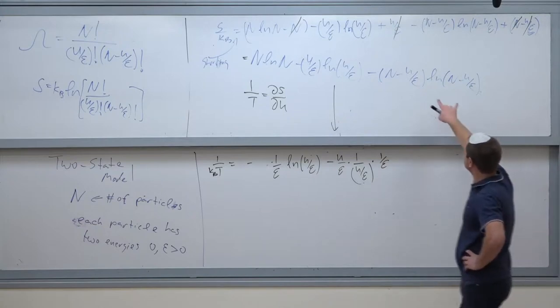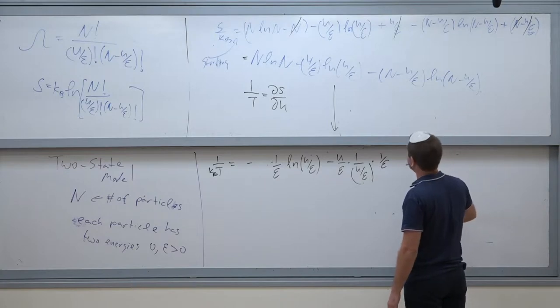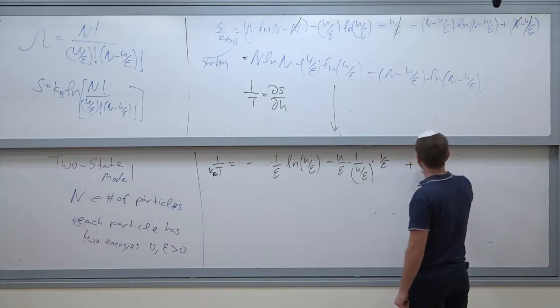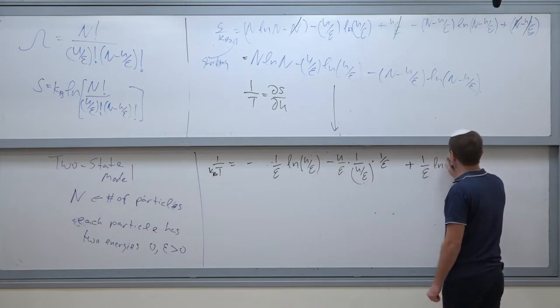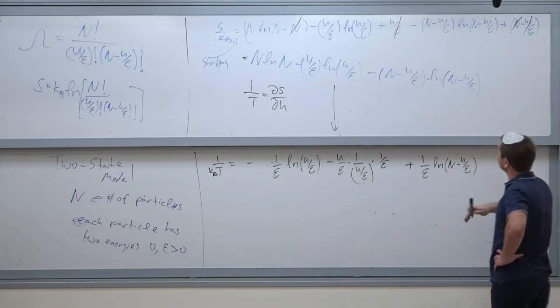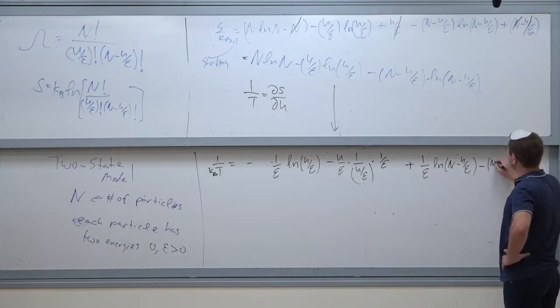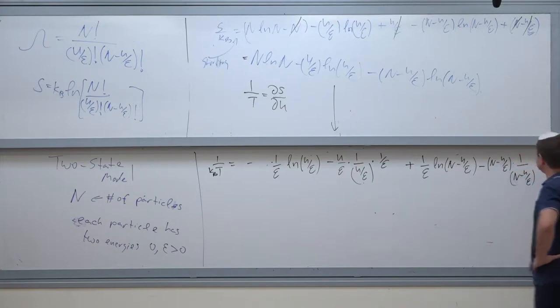Okay, now let's take the derivative of this guy. We have plus 1 over epsilon log of (n minus U divided by epsilon). Okay, I took the derivative of only this part over here. Okay, and here we have minus (n minus U divided by epsilon), 1 over (n minus U divided by epsilon), okay, multiplied by minus 1 over epsilon.